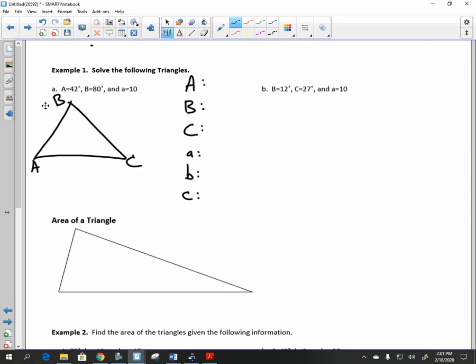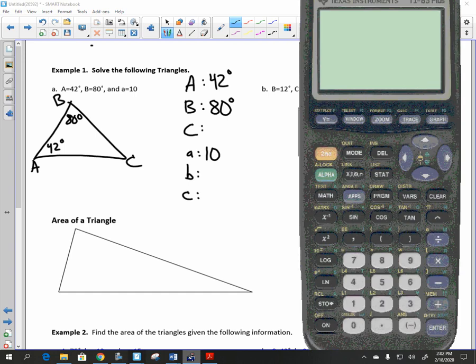And what I want to do is find all 6 of these. Remember we used to do that? The difference is we used to say that C was always 90 degrees. Well, look at what we have here. A is 42 and B is 80, and it says side A is 10. Does anybody know how I could find angle C? Yeah, I take out my calculator and go 180 minus 80 minus 42, and I get 58 degrees.